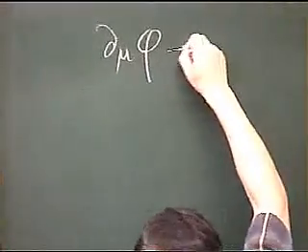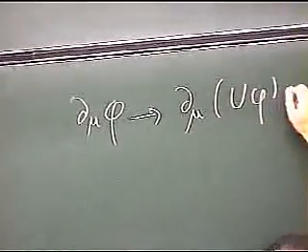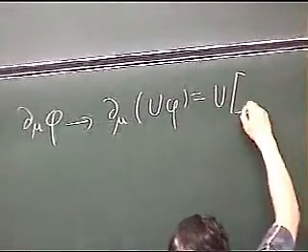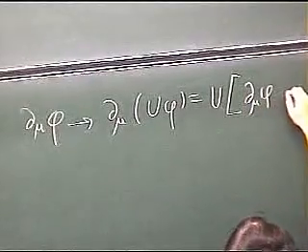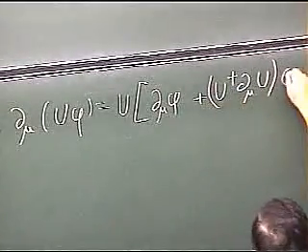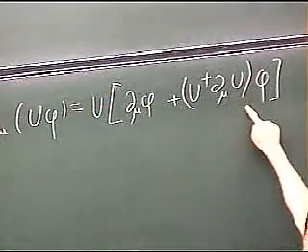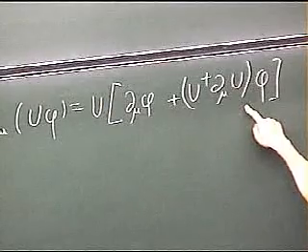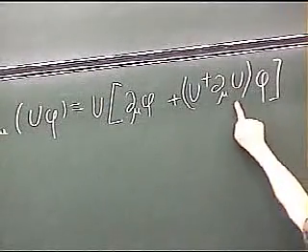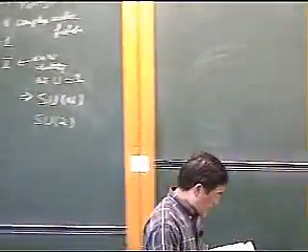Okay, so d mu phi, we just differentiate, goes into d mu u phi. And we're going to take a u as an overall factor. You see that this is u times d mu phi plus u dagger d mu u phi. So we have this extra junk. With this extra junk, d mu phi transforms with this extra stuff, and d mu phi will not be invariant. So we have to do something else.